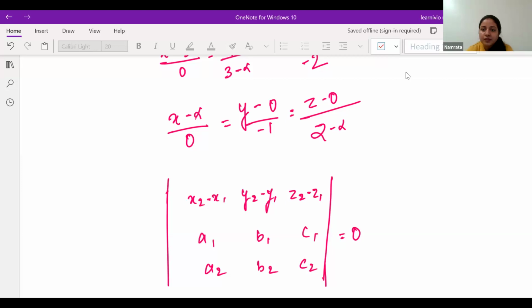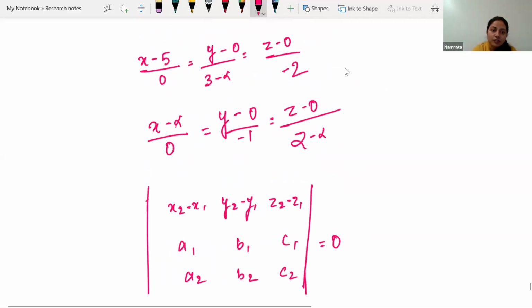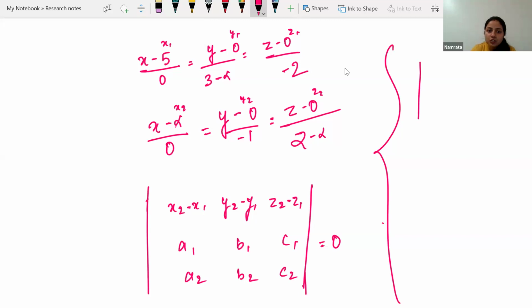Let's do that and let's see whether it is possible to find alpha from here or not. So x2 minus x1, these are x1 y1 z1, x2 y2 z2. Okay, let's do that. So we will be having x2 minus x1, that means alpha minus 5, then 0 minus 0, 0 minus 0, minus alpha, and here negative 2, again 0, negative 1, 2 minus alpha. This is what we are having is equals to 0.